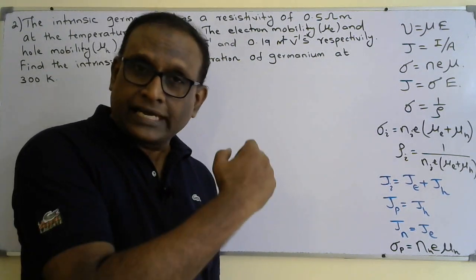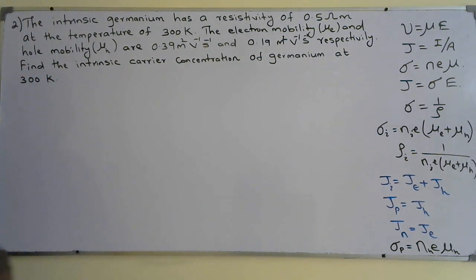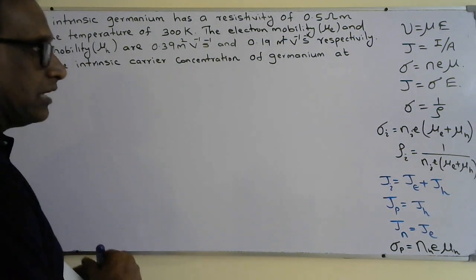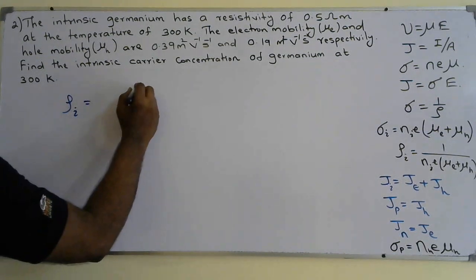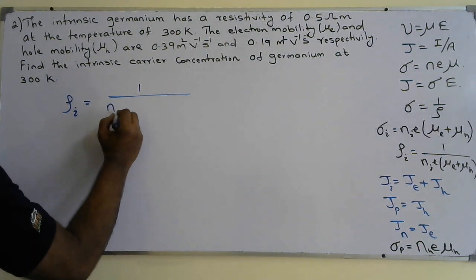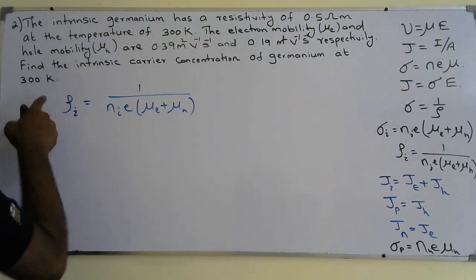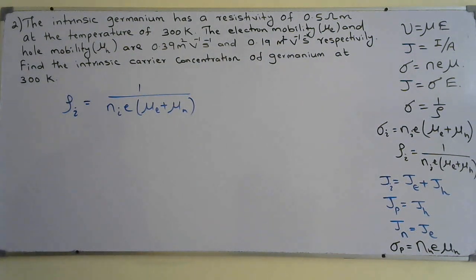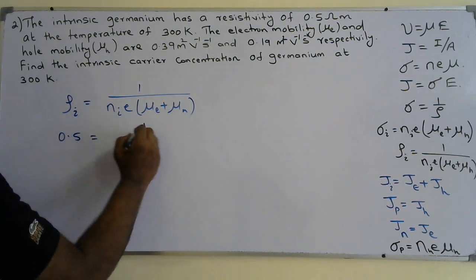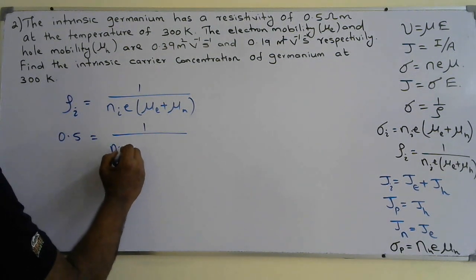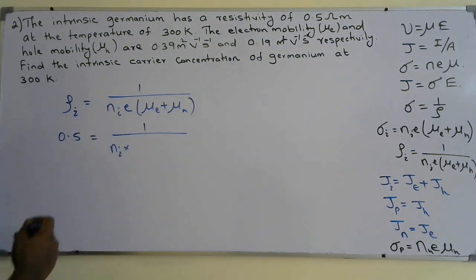Actually, depending on the exam type, you need to derive, but I just now derived it, so I'm not going to derive it again. You can watch it if you want, push the time a little ahead and find it. So I'll just directly substitute it. Rho I is equal to 1 over Ni e into mu E plus mu H. So rho I, that is the resistivity, is given 0.5, is equal to 1 over Ni. I'll make Ni the subject.